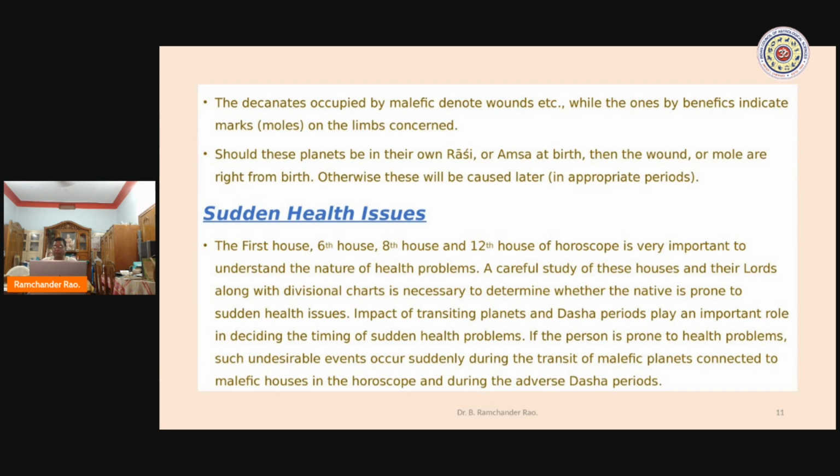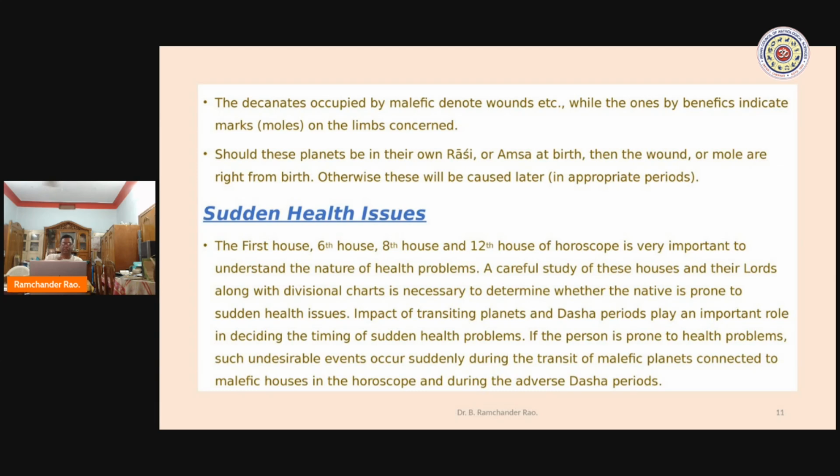The impact of transiting planets and dasa period plays an important role in deciding the timing of the sudden health issue. But when will which one click? The transit clicks the moment, the event. If the person is prone to a health problem, such an undesirable event occurs suddenly during the transit of a malefic planet connected to the malefic houses in the horoscope and during the adverse dasa. So what is clicking here? The transit of the malefic planet. When that malefic planet is transiting the malefic house, then it definitely has to give the ill health problem. During the dasa and antardasa it is definitely going to give. We have to wait for the next dasa to come.